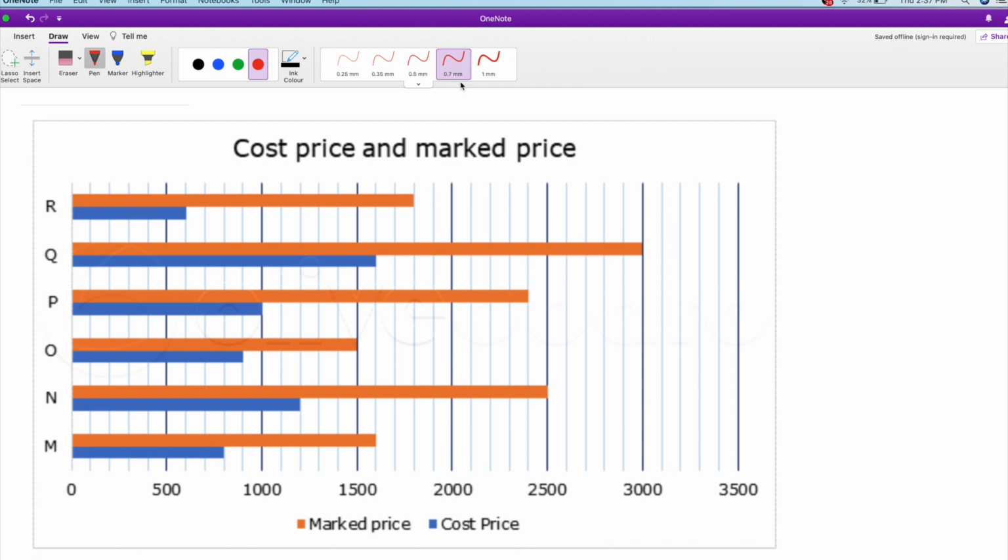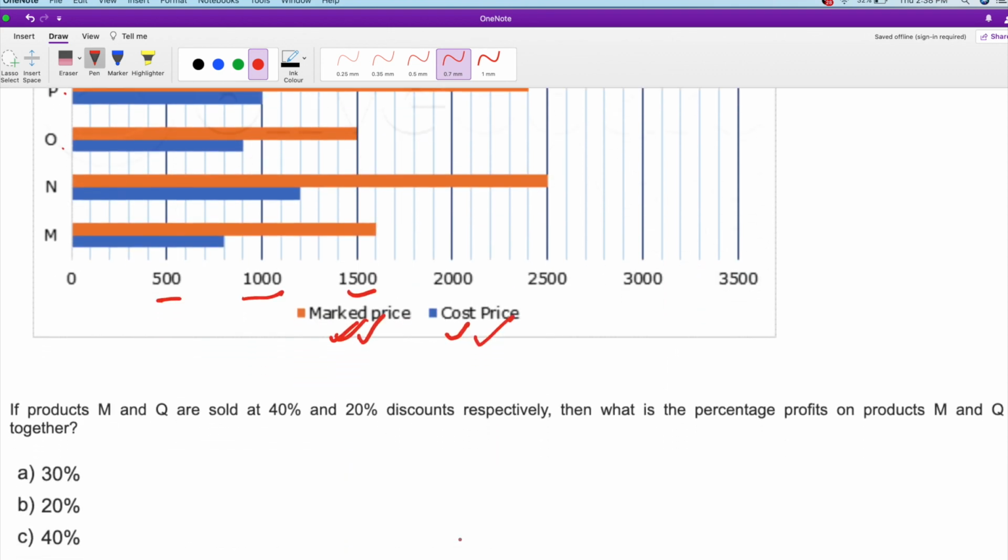So this is the DI in front of you. Now this DI is based on the concept of profit and loss. Here, the orange colored part is the marked price, and the blue colored part is your cost price. Here the different articles have been mentioned: R, Q, P, O, N and M are the articles. And these are the values of marked price and cost price. Now let's go to the questions.